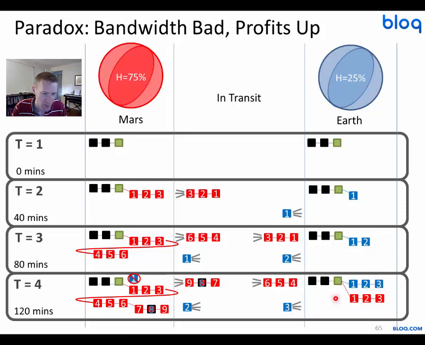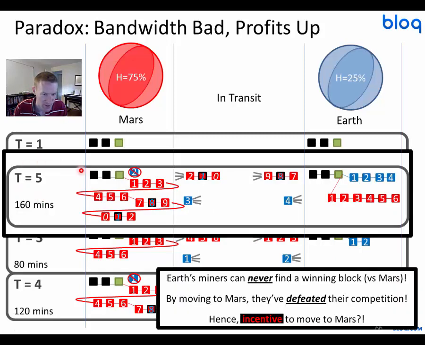Earth finds its 3rd block, but blocks 1, 2, and 3 arrive from over here. They finally made it. 1, 2, and 3 to Earth. Now I'm going to progress to time equals 5 on the next slide. Time equals 5. We can see the true steady state of this system, which is that a block arrives on Mars and is ignored. Its transactions may make it into this block here. This is 10, 11, and 12. I ran out of space, so I used the italics.